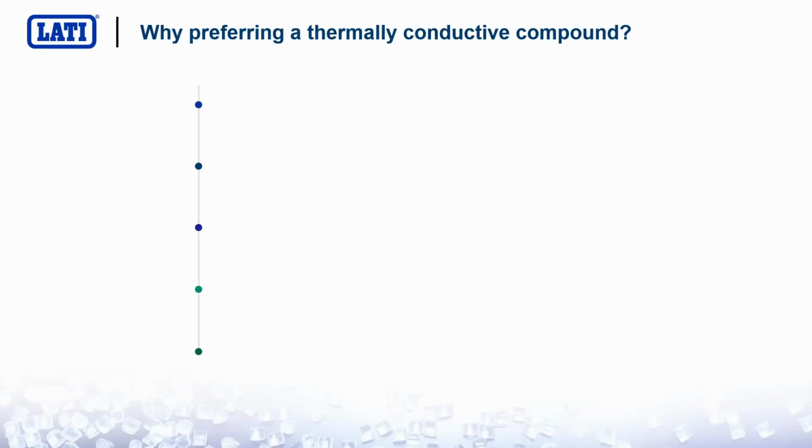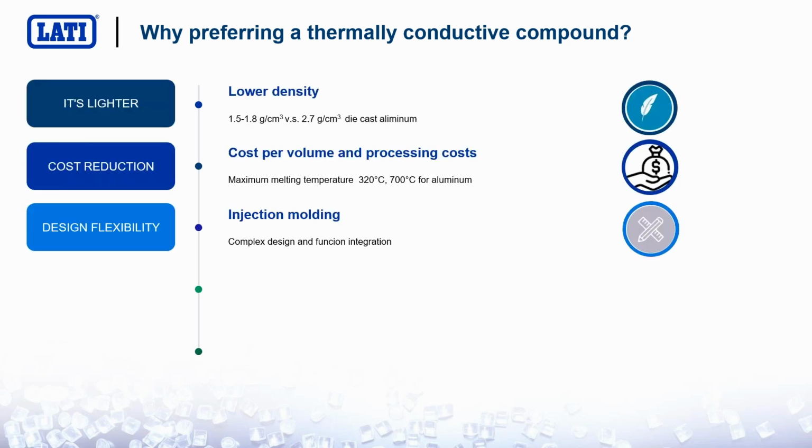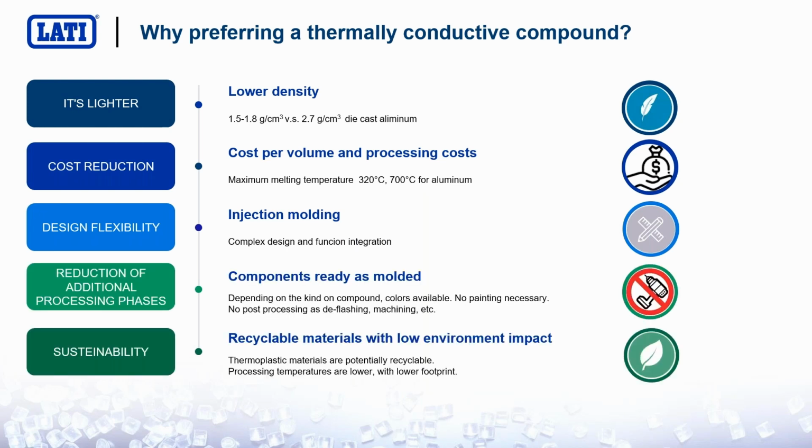Why prefer thermally conductive compounds compared to traditional solutions, so aluminum and other metals, alloys, for instance? There are many reasons. The most important one to me is that it's lighter. Thermally conductive thermoplastics have a lower density, so with the same geometry, with the same volume, you will obtain a part which is significantly lighter. And you can think about all the advantages of having a lighter component.